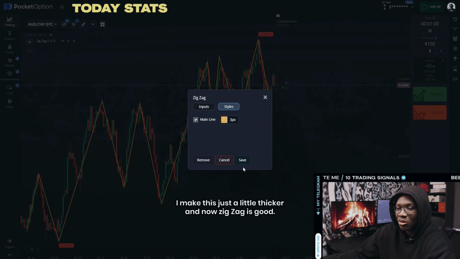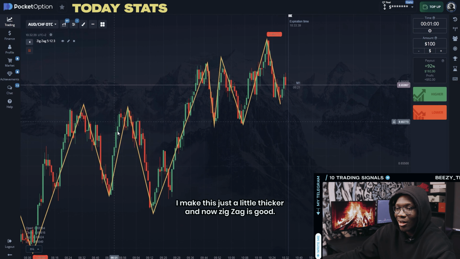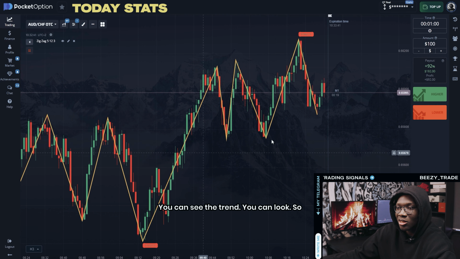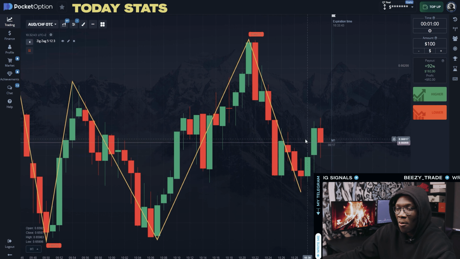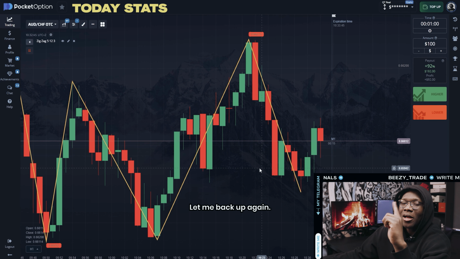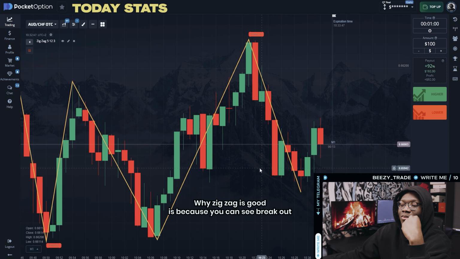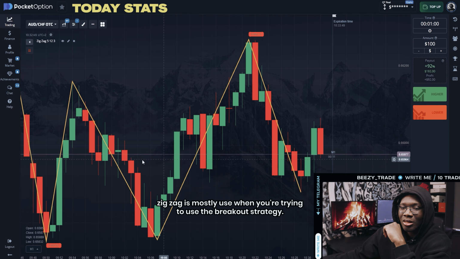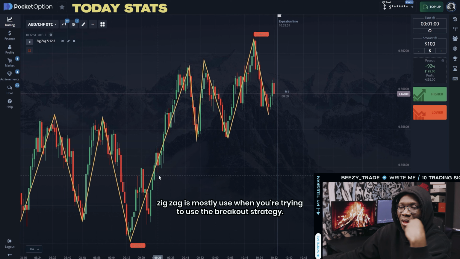I make this just a little bit thicker. And now zigzag is good. You can see the trends. So let me back up again. Why zigzag is good is because you can see breakout. Zigzag is mostly used when you're trying to use the breakout strategy.